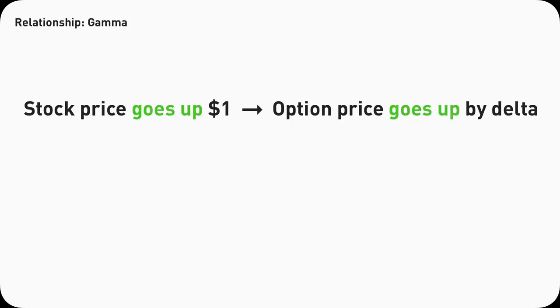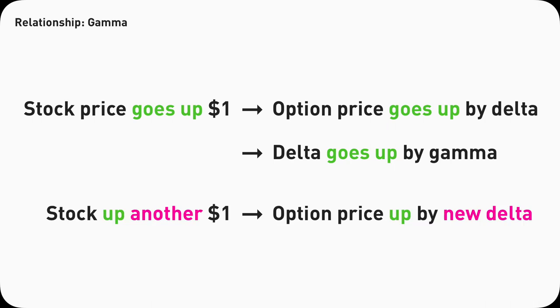If we zoom out and look at this whole relationship, the stock price is going to affect the option price by the delta amount. At the same time, the same stock price change will also affect delta by the gamma amount, which indirectly helps increase the option price even more later on. Therefore, gamma actually helps accelerate the price increase of this call option if its stock is going up.